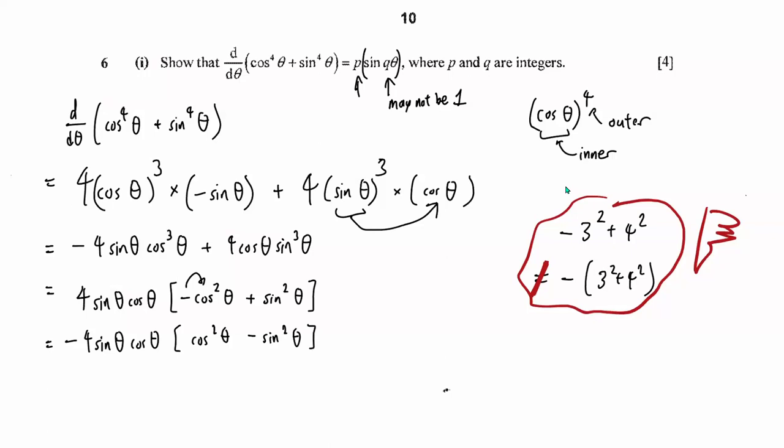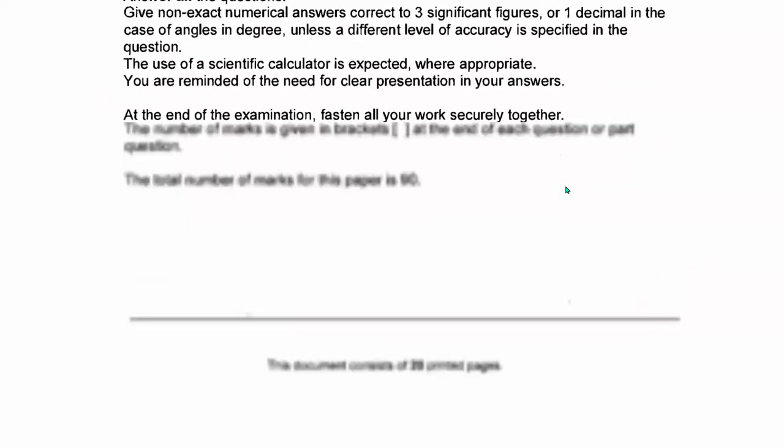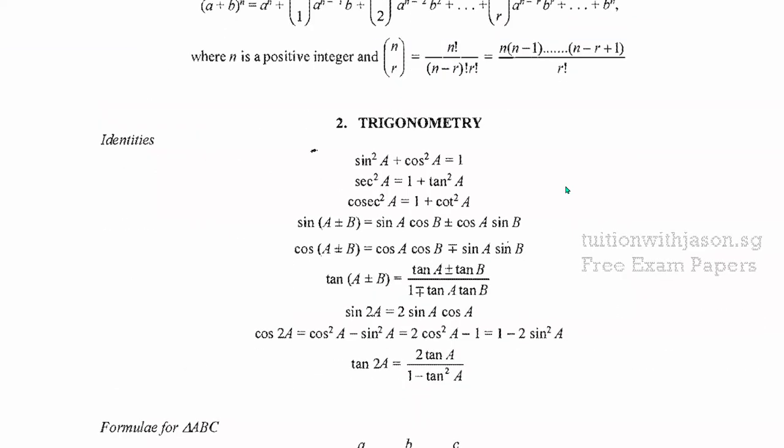Does that sound familiar to you? No. Okay, I show you. Scroll up. Cosine square theta minus sine square theta. Or cosine 2a. Yes, but not a, it's theta. Change the a to theta. Okay, yeah, this one is pattern recognition.